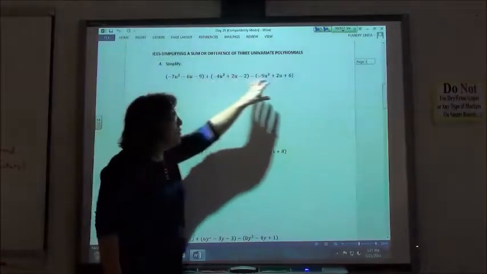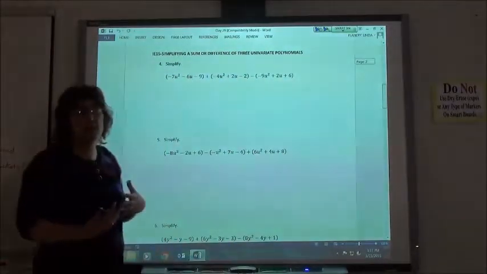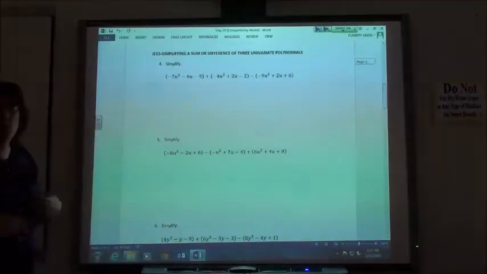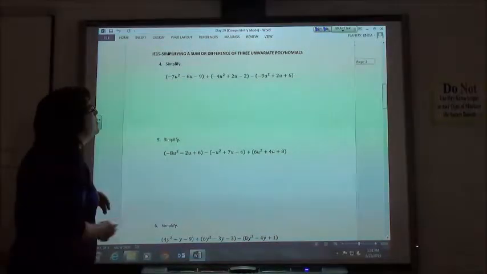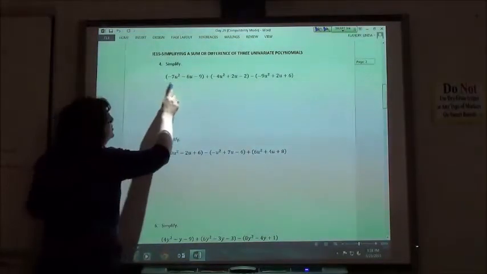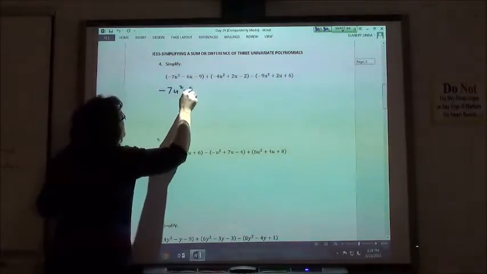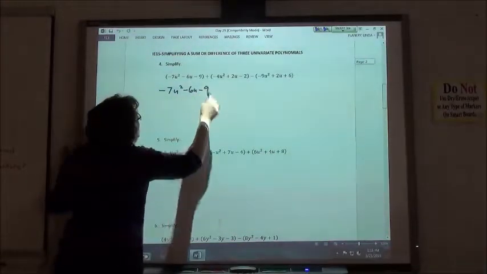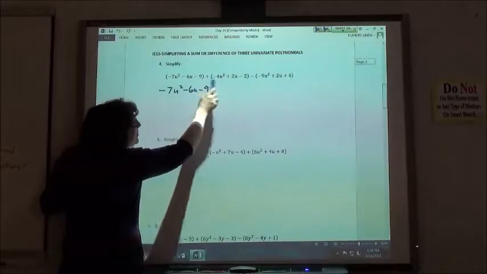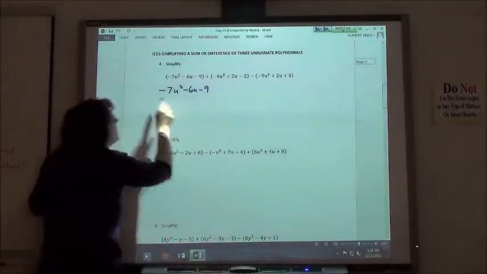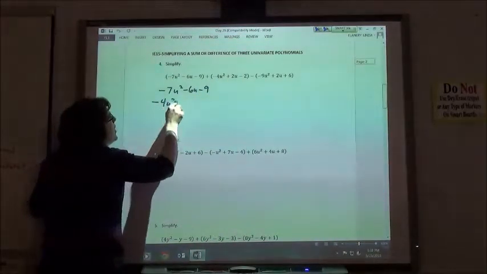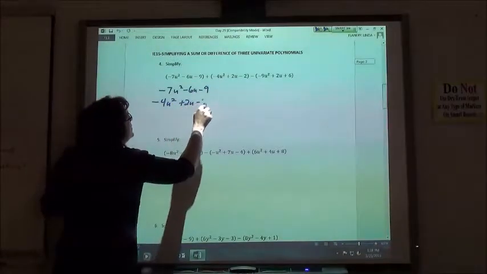You could write it all the way out across the page. Alex is going to suggest that you line up your like terms so it's easier to find them. So here's how they're going to write this problem. They're just going to start with the first one and rewrite it. Negative 7u squared minus 6u minus 9. Since this has a plus sign in front, all of these should stay the same. Negative 4u squared plus 2u minus 2.